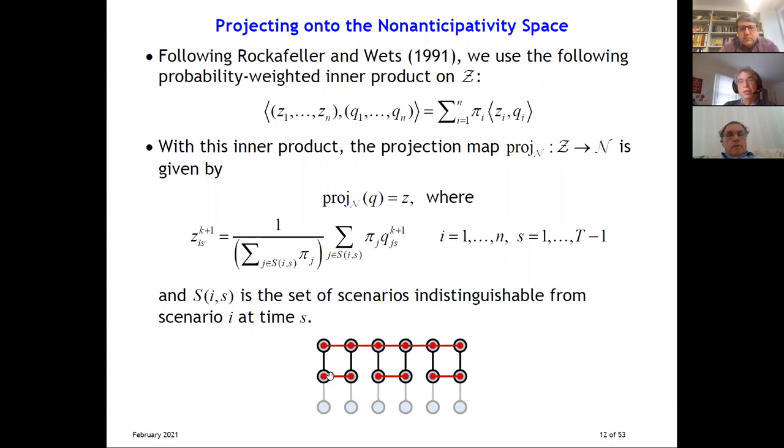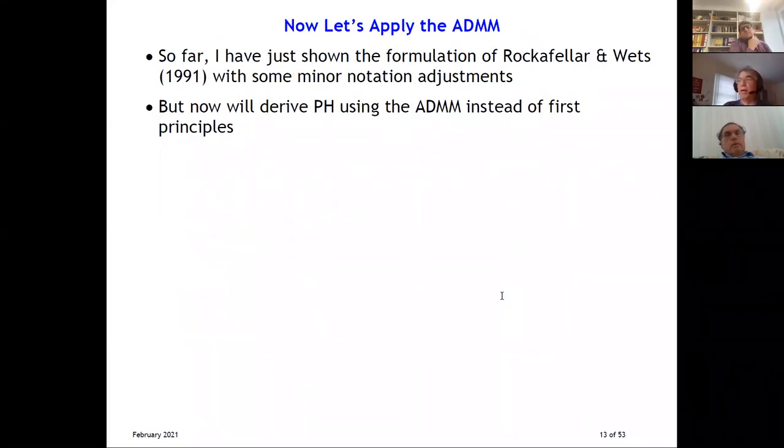So like here, these two aren't distinguishable. Okay, so what you should do, if you have different vectors at this point, you take a weighted average of them, weighted by the probability of these two scenarios, okay? And here at the top, nothing's distinguishable. All these guys have to have the same value, okay? So you just take their average of these vectors, but weighted by the probability of the scenarios that they correspond to, okay? Okay, so far all I've shown is just standard Rockafellar-Wets 1991, okay?